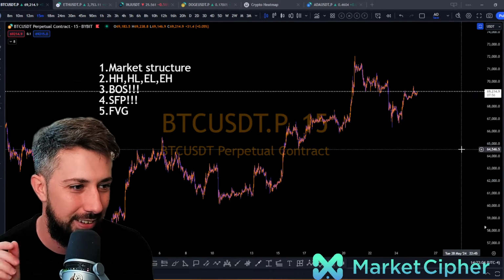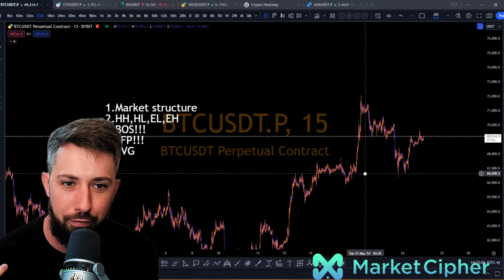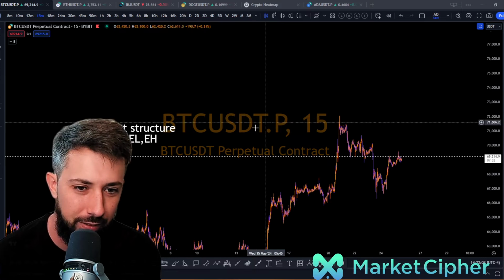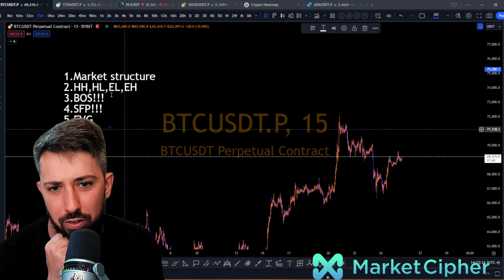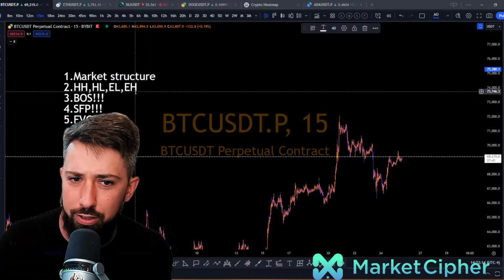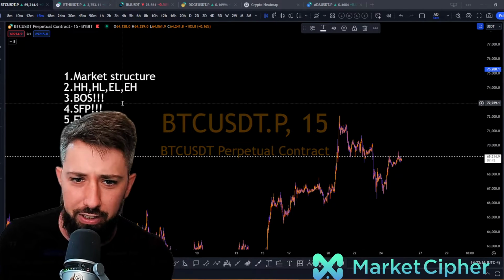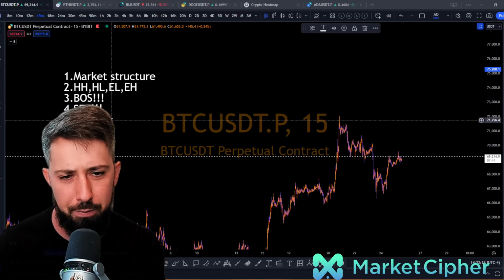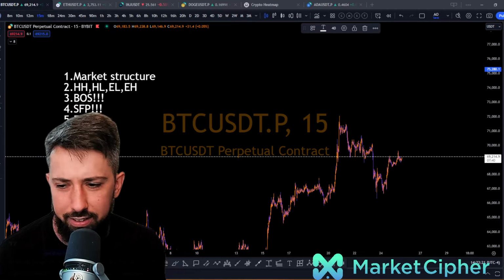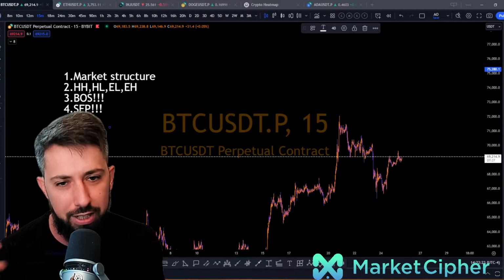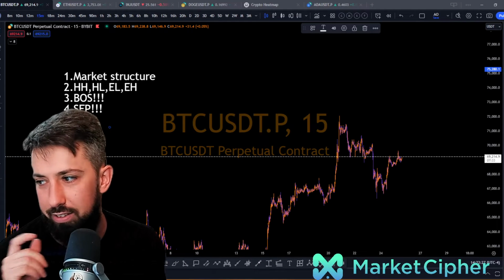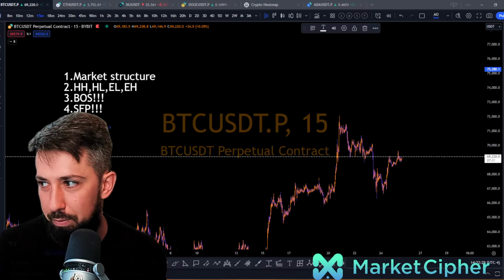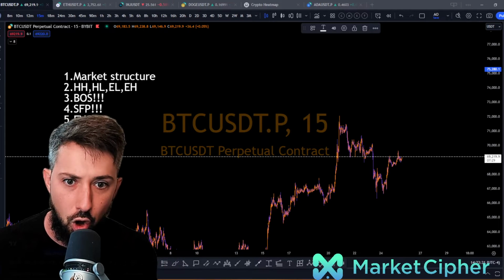I wish I had someone just kind of clarify some of these ideas for me when I was newer. So market structure, we got a couple of things here: higher highs, higher lows, equal highs, break of structures, swing failure patterns, and fair value gaps. There's more you can add to this. You can do false breakouts, you can do kill zones, lots of smart money concept ideas, liquidity pools, supply and demand, and order blocks.